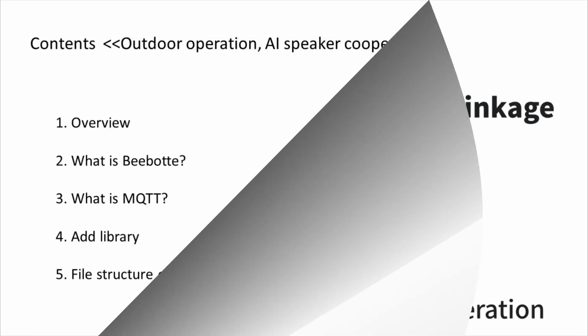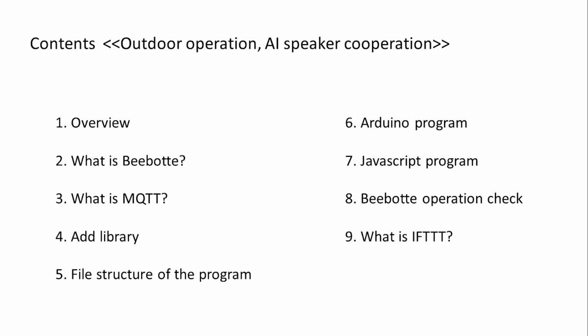I will check from the table of contents. Here is the table of contents. First, from the overview, we will understand beebotte and MQTT, and then we will do programming that uses the cloud. Add the library and perform each programming to complete the smart remote control. Next, set up beebotte, connect the smart remote control to the cloud, and check the operation. Finally, I would like to use IF to realize AI speaker cooperation.